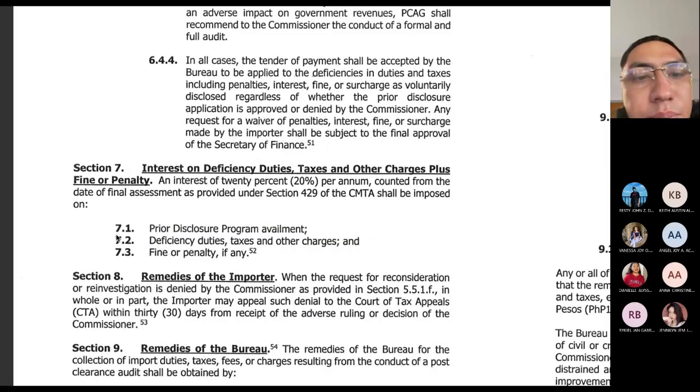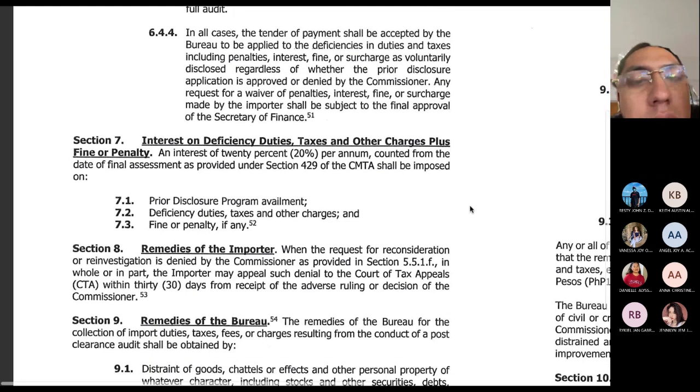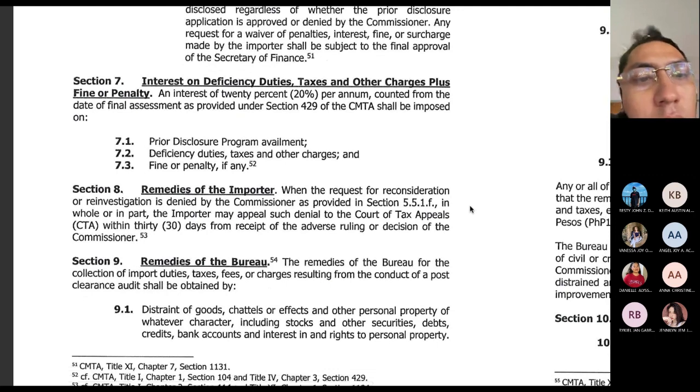Section 7. Interest. Interest on deficiencies, duties, taxes, and other charges, plus fine or penalties, an interest of 20% per annum counted from the date of final assessment as provided under Section 429 of the CMTA shall be imposed on 7.1 Prior Disclosure Program availment, 7.2 Deficiency duties, taxes, and other charges, and 7.3 Fine or penalty, if any.